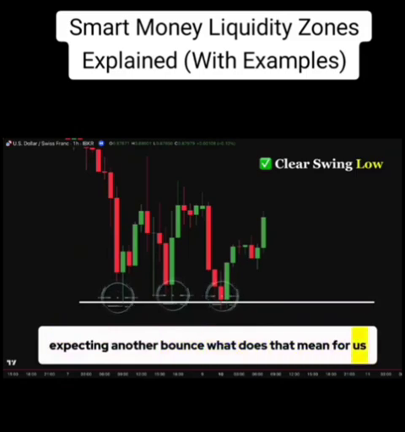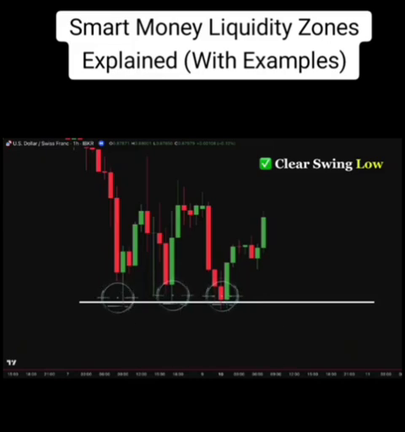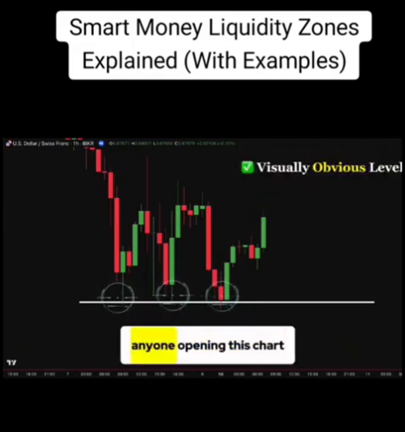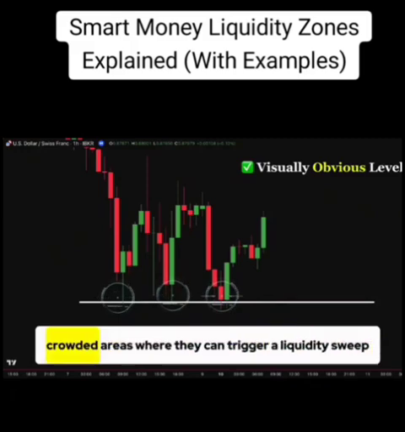What does that mean for us? More stop losses below the low, more limit buys in the zone. In short, a perfect liquidity trap. Third trait? It's obvious. Anyone opening this chart, beginner or advanced, will spot this support level immediately. And when a level is that obvious, it becomes a hotspot for orders. That's exactly what smart money looks for. Crowded areas where they can trigger a liquidity sweep.